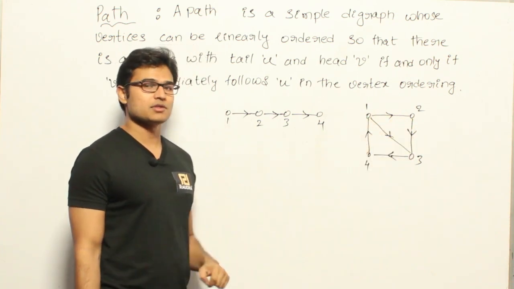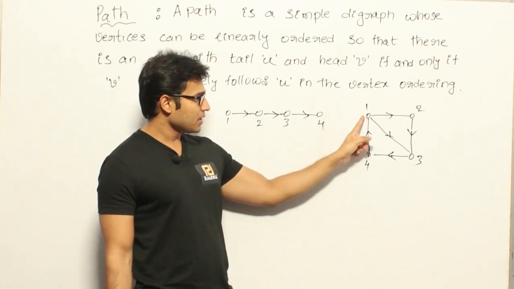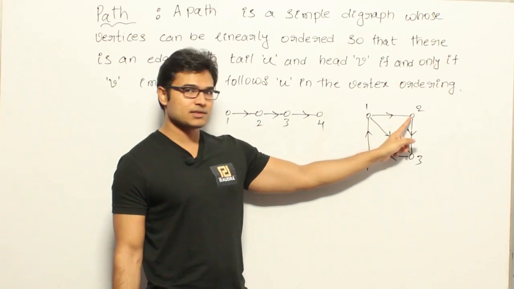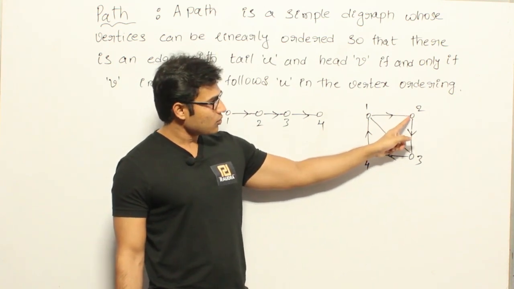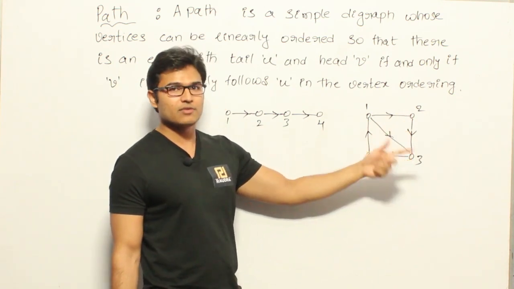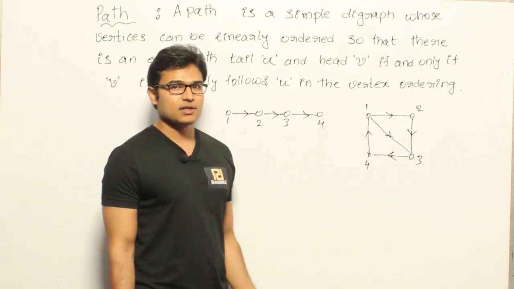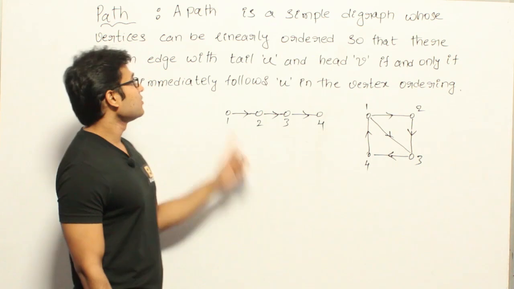So when is this path possible? You should start from a vertex and go to the next vertex only when this vertex is the tail and the next vertex is the head. Now again, if you have to go from here to the next vertex, any vertex, this vertex should be the tail and that vertex should be the head, right? So that is how the ordering should be. That is what they are saying.